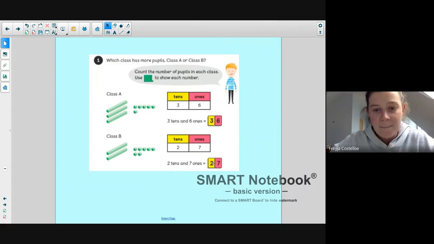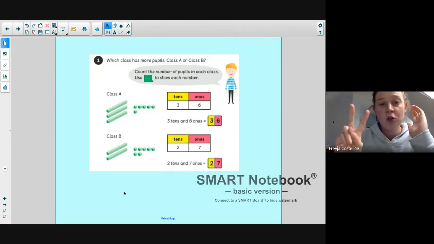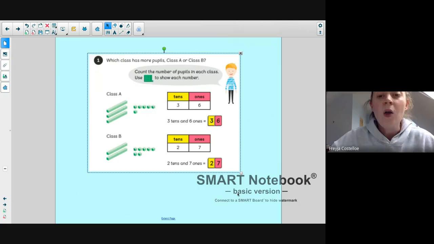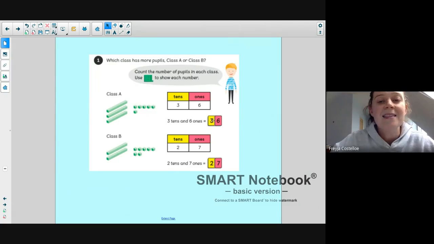3 is a bigger number than 2. 36 is a bigger number than 27. Okay, so when we are comparing numbers that have double digits, which is numbers that have got more than one single digit, so numbers from 10 up, numbers that have got 2 digits in them, we want to look at the tens first to help us work out the numbers that are greater and the numbers that are smaller.